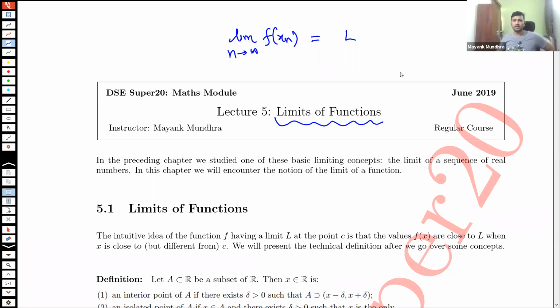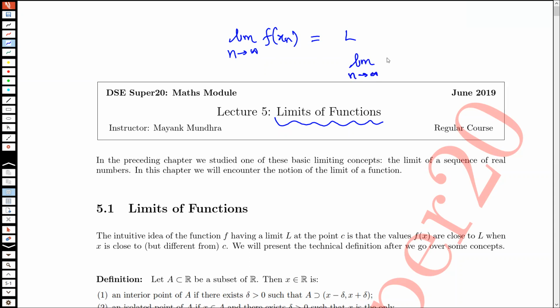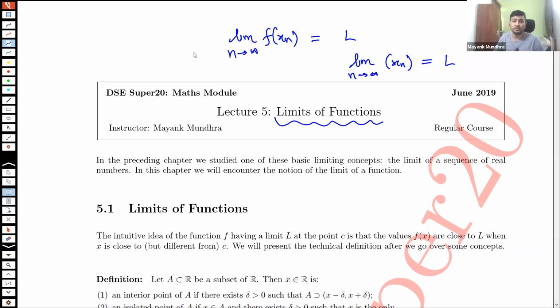Yeah, so in sequences we had the limit as n tends to infinity of xn equal to some value L. Now we are going to look not at the limit of a sequence, but at the limit of some function as x, not xn, tends to infinity, or x tends to any value for that matter, not just infinity, any finite value. For any particular value, x tending to c, we are going to look at what happens to the value of this function.